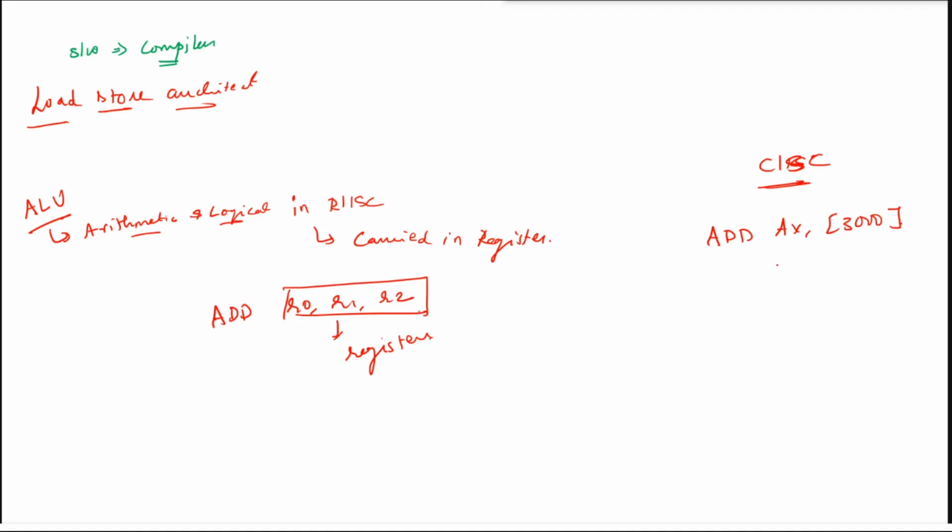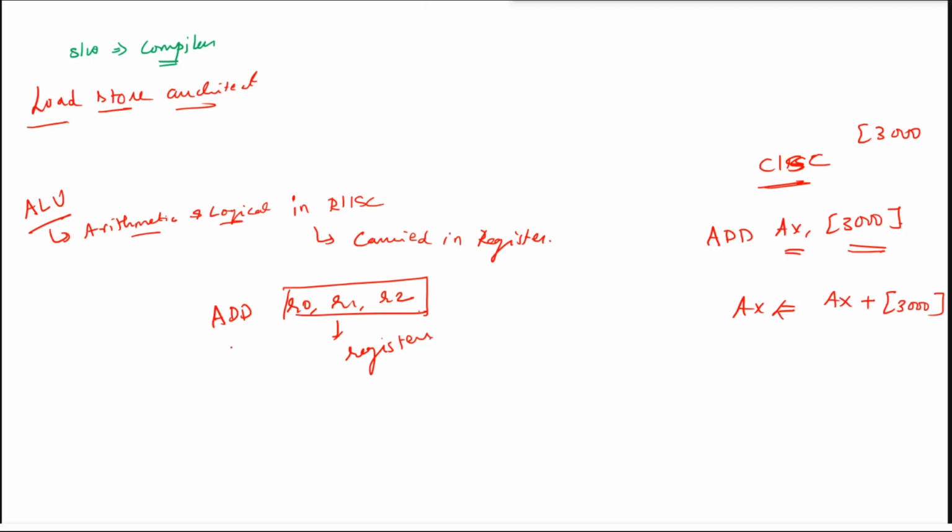So one operand is what? A register operand, and the other operand is the memory operand. So it will work like this: whatever operand I have in AX plus the data in this location will be added and stored to the register AX.